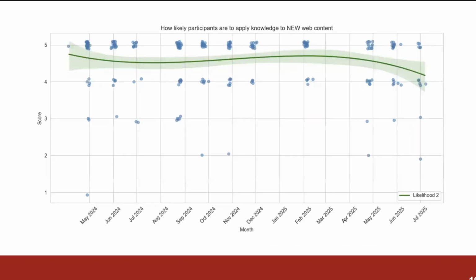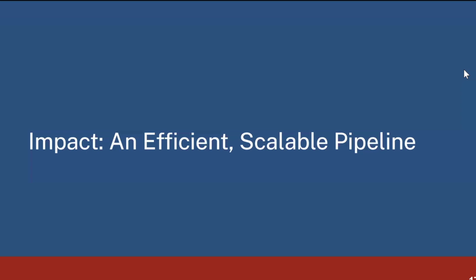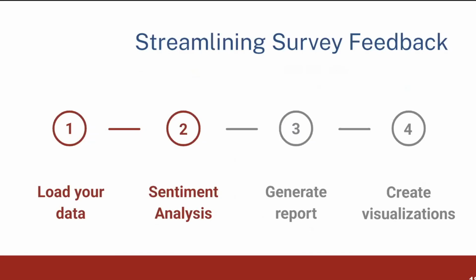We also have a graph showing how likely participants are to apply knowledge to new web content. Again, the trend line has some dips and some curves, indicating how the survey scores were shaped by different things going on within the continuing ed curriculum or within the GSA at large, within our participants in general. So the ultimate impact is an efficient, scalable pipeline, which is a real game changer.